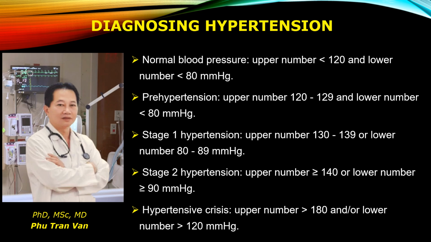Fourth is stage 2 hypertension, when the systolic blood pressure is 140 or higher or the diastolic blood pressure is 90 millimeters of mercury or higher. And fifth, when systolic blood pressure is higher than 180 millimeters of mercury and/or diastolic blood pressure is higher than 120 millimeters of mercury, it is considered a hypertensive crisis, which requires emergency treatment.